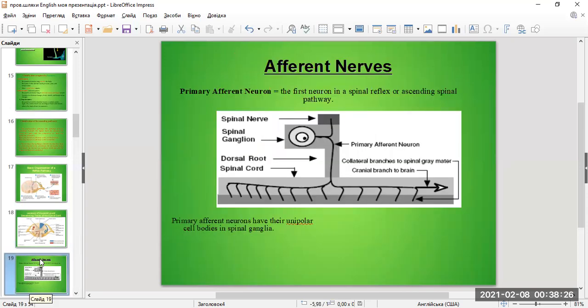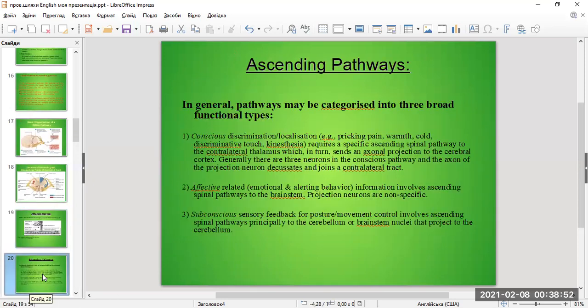Primary afferent neuron, the first neuron in a spinal reflex or ascending spinal pathway. Primary afferent neurons have unipolar cell bodies in spinal ganglia. In general, pathways may be categorized into three broad functional types.